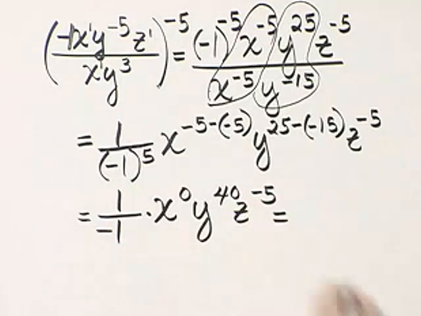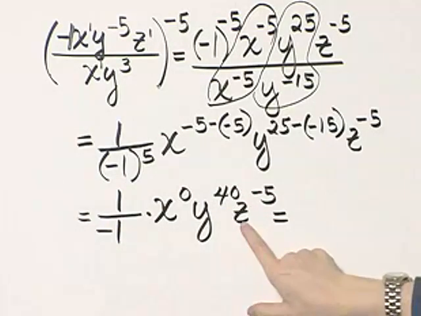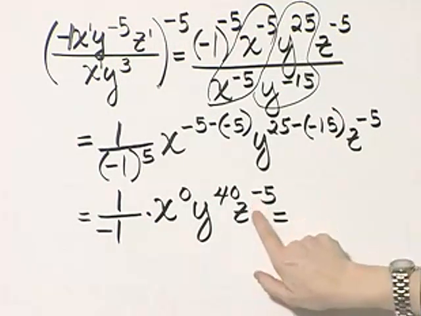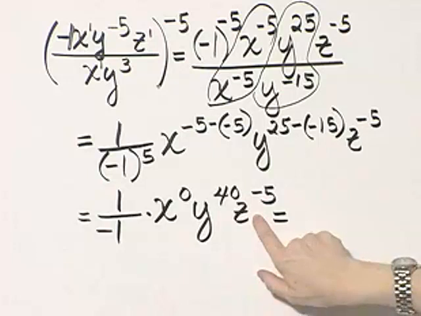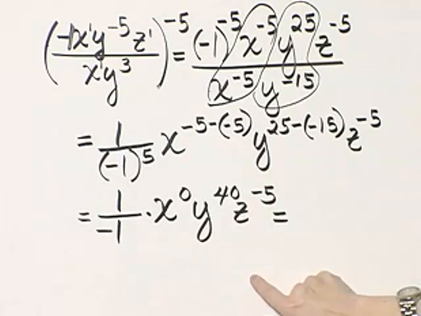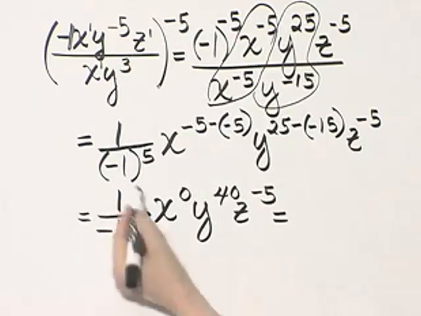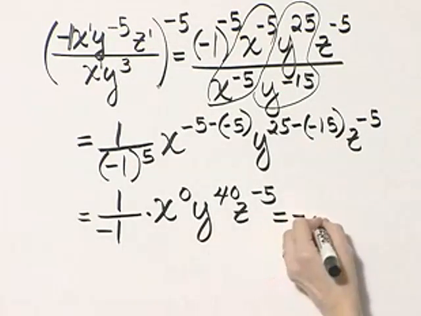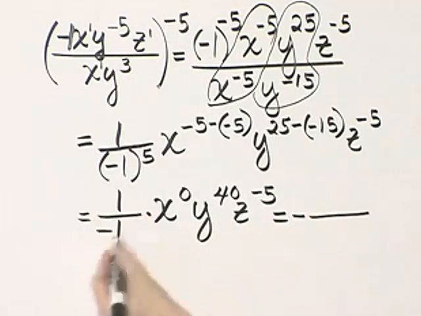And now let's write down our solution. Now remember, we want to write this with positive exponents only, so I'll write this z to the negative 5 that's currently in the numerator, I'll write that in the denominator as a z to the 5th power. This is basically just negative 1, so it just makes the fraction negative. So I've taken care of that.